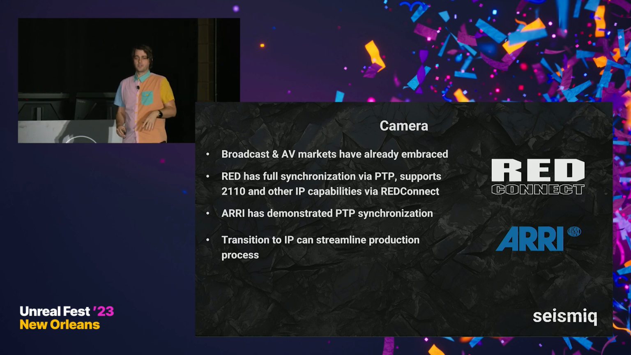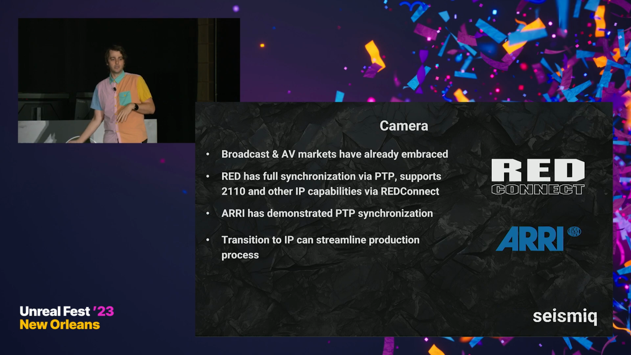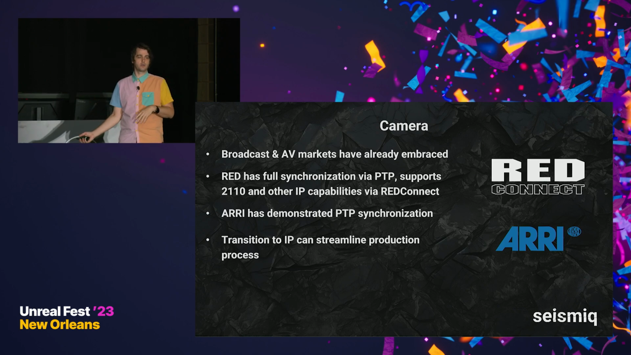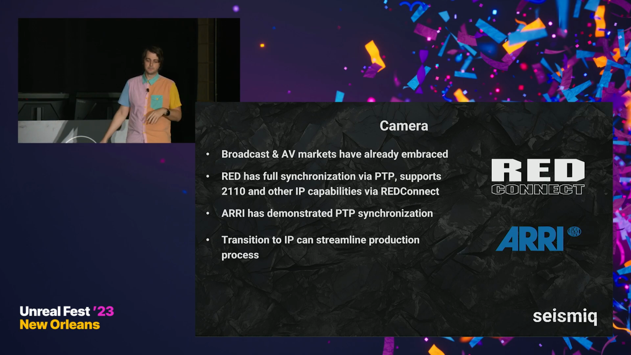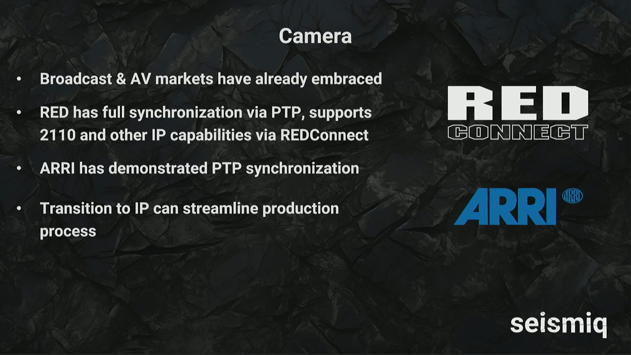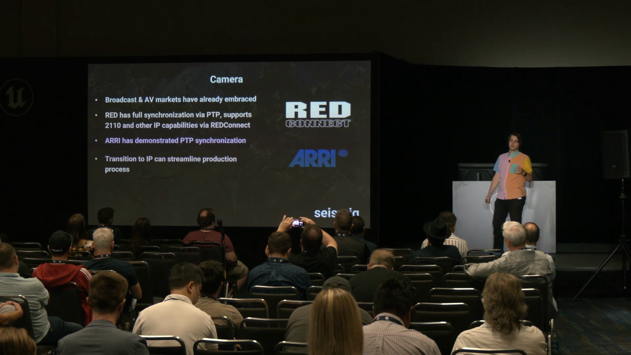And so I just want to talk about some of the other aspects of production technology and how that's changing as well, because it's not just on the Unreal side and the rendering side. On the camera side, the broadcast and AV markets have been adopting 2110 cameras for a few years, but I think cinema cameras are in a different class. It's a harder problem for them. But Red has a fully synchronized body via PTP, supports 2110 and other IP capabilities like R3D over IP via Red Connect. And we can work at arbitrary frame rates on that body.